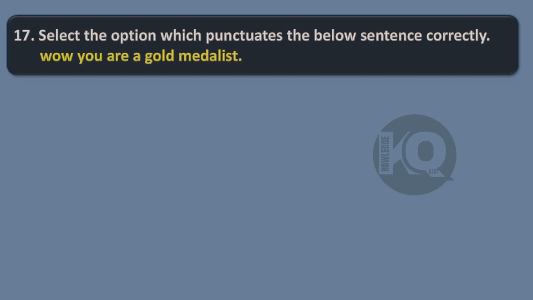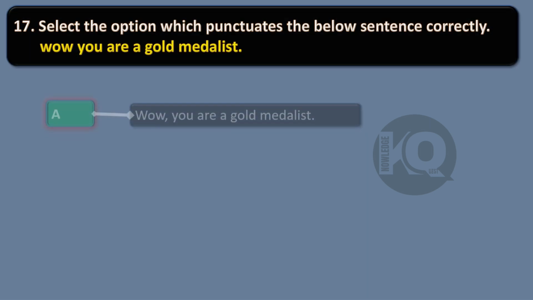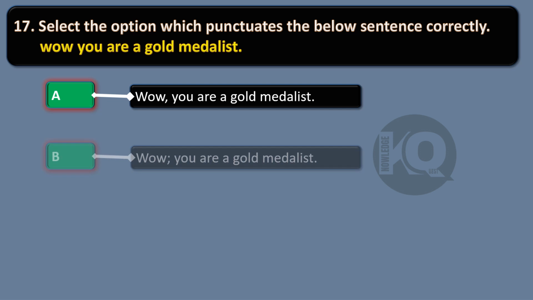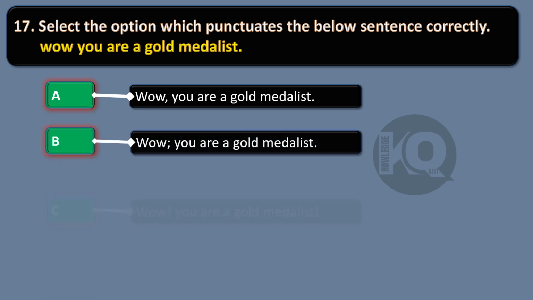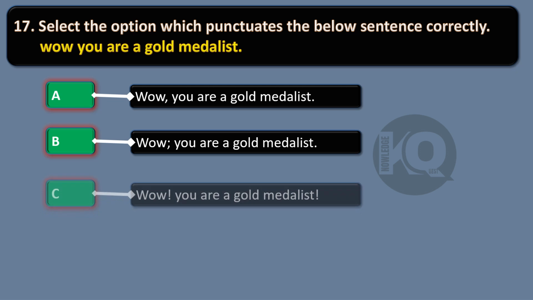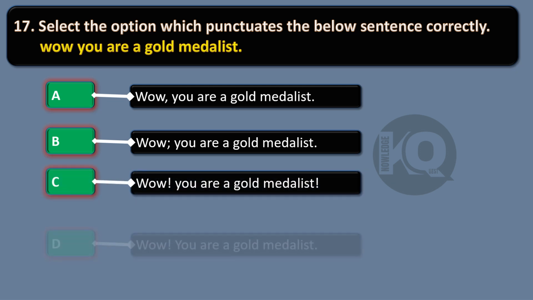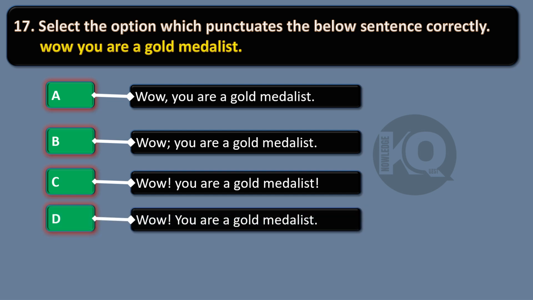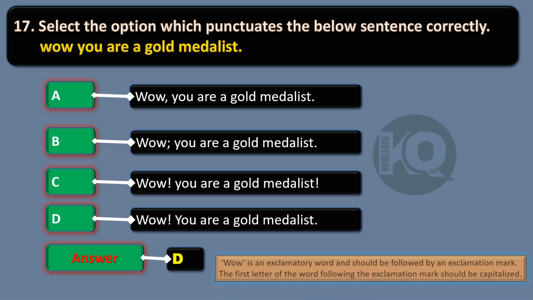Number 17. Select the option which punctuates the below sentence correctly. Wow, you are a gold medalist. Correct answer is D. Wow, exclamation mark, you are a gold medalist.